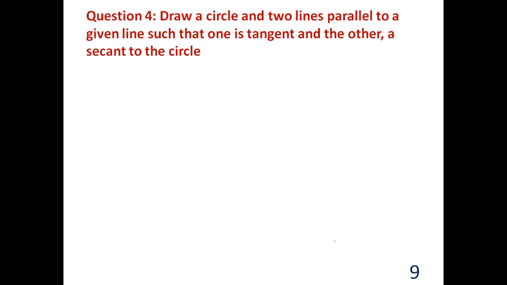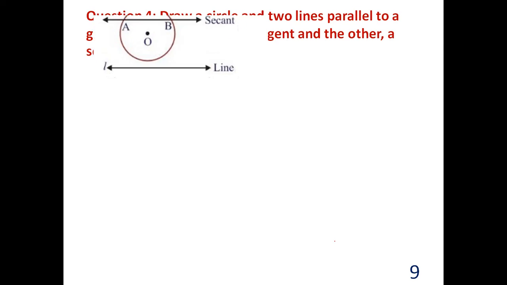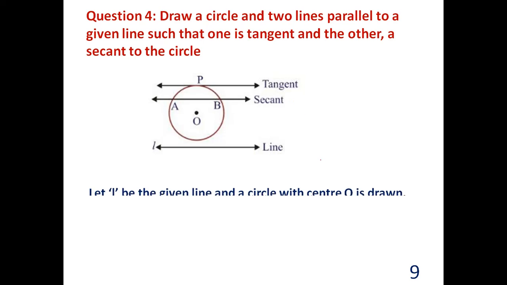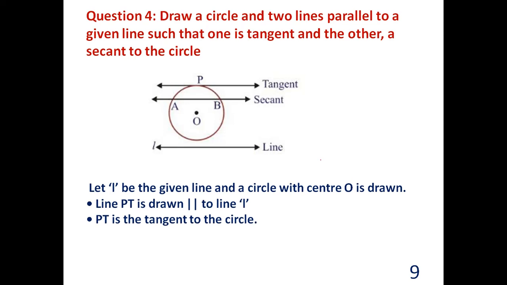Now question number 4 in that exercise and the last one in that exercise. Draw a circle and two lines parallel to the given line such that one is a tangent and the other is a secant. It's a simple activity. We draw a circle and we take a line L here, and two more lines we have drawn, one is a tangent, another is a secant. So with this we come to the end of this lesson today.